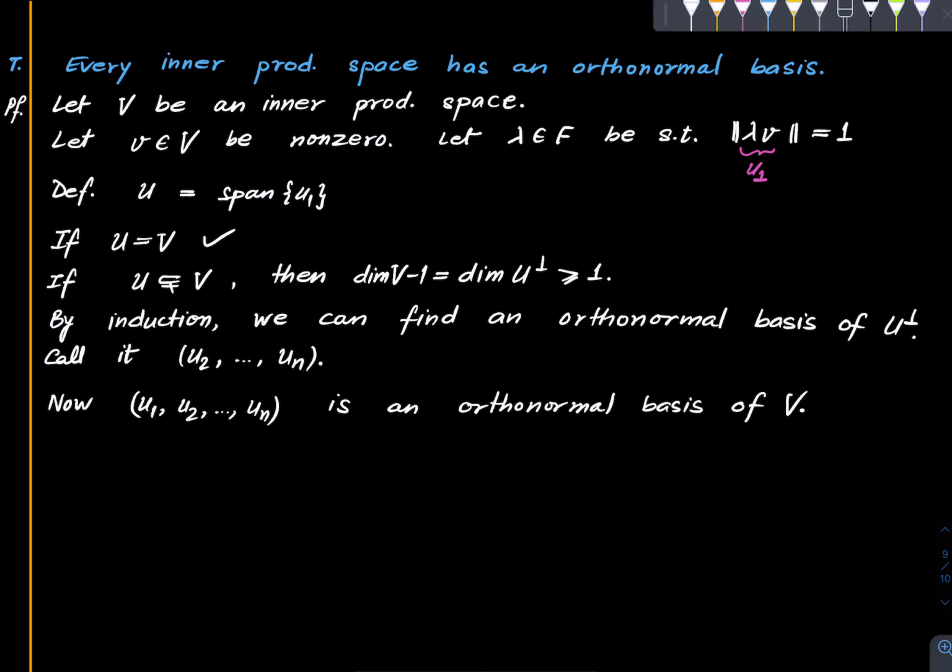Now note that if you just patch u1 to this, you get an orthonormal basis of the entire vector space, because u1 is orthogonal to every other vector. And since this is an orthonormal basis for U perp, everything here has unit norm and pairwise inner products are 0. So all the properties you can easily verify, and hence this is an orthonormal basis for the entire vector space V. So that finishes the proof of this.